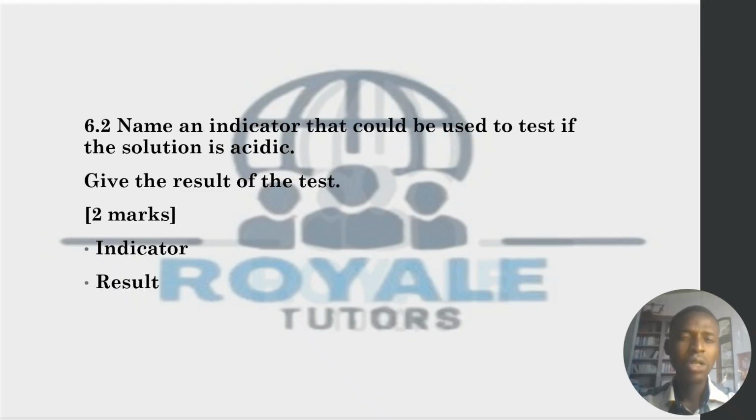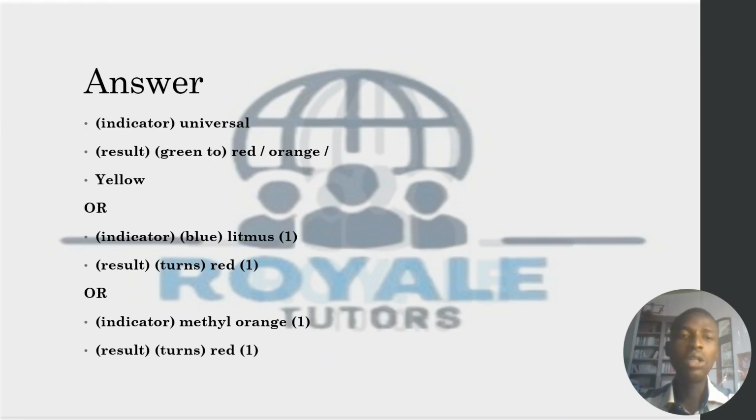All right, can you mention some indicators you know? Yeah, phenolphthalein, okay. Yeah, you can say the litmus paper, okay. Which other one? Methyl orange, okay. All these are indicators, but which one do we use to test if a solution is acidic? We can use the universal indicator.